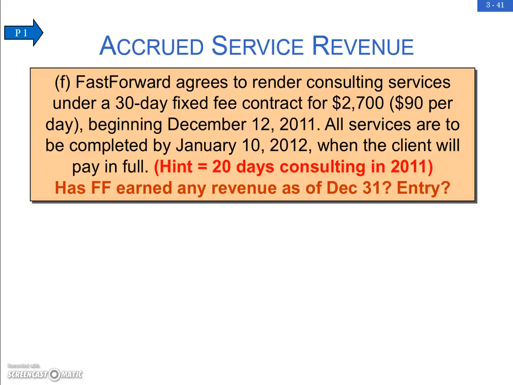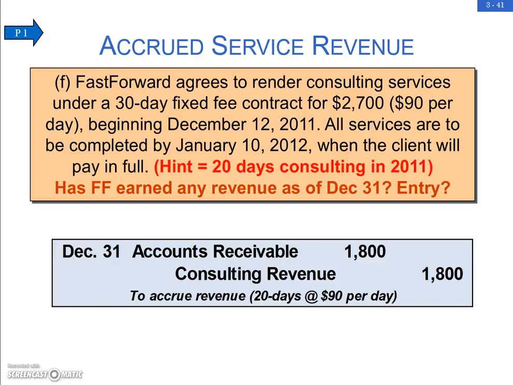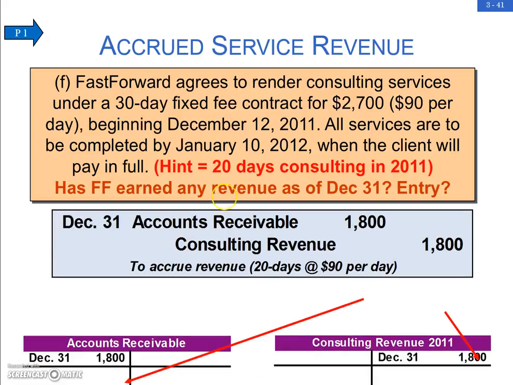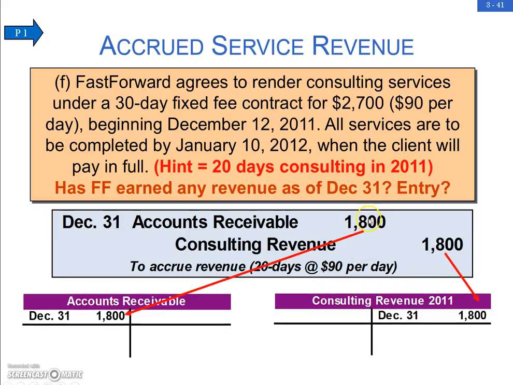And what would the journal entry be to show that? Well, first, we're not getting any cash, right? We won't get cash until January 10th. Instead, our client owes us, as of December 31st, for 20 days' worth of work. So we just multiply out 20 times 90 to figure out what that is. When our client owes us, that would be an accounts receivable debit. And the credit side is, of course, revenue equal to the exact same amount. So this is what the journal entry would look like: accounts receivable showing that our client owes us $1,800, 20 days at $90 per day. And we've earned that revenue of $90 per day for 20 days, so $1,800.